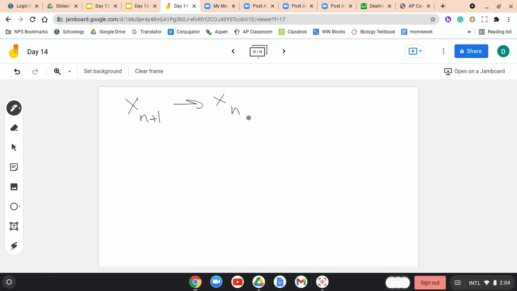All right. So let's say, my pad always times out for some reason. All right. So let's say we're dealing with some random function, and we're at some x-coordinate x sub n.